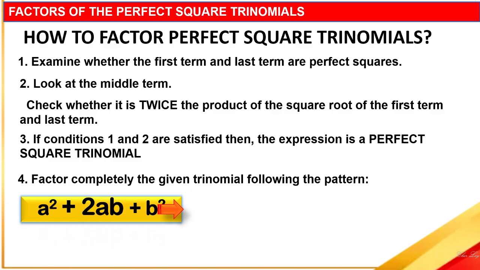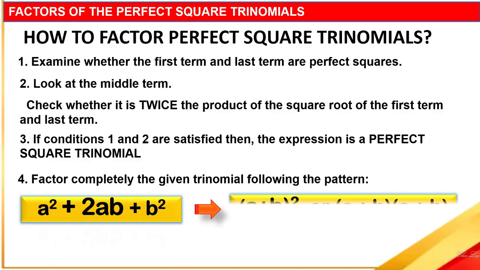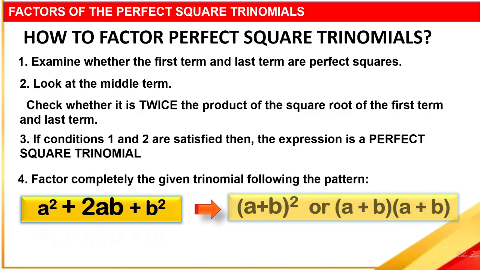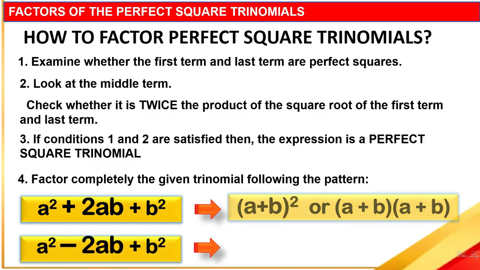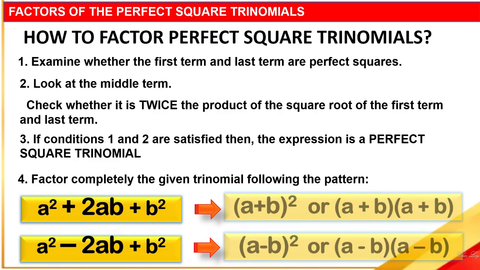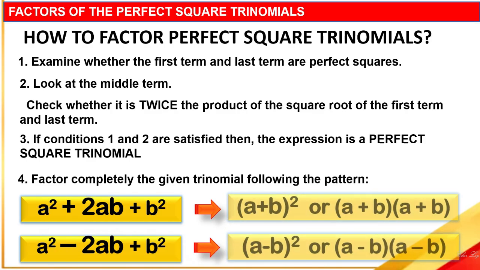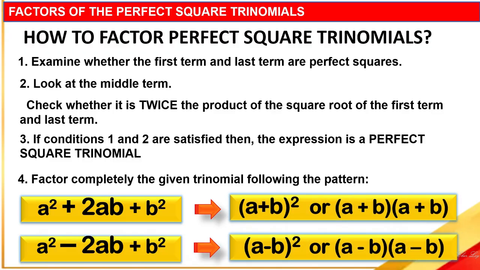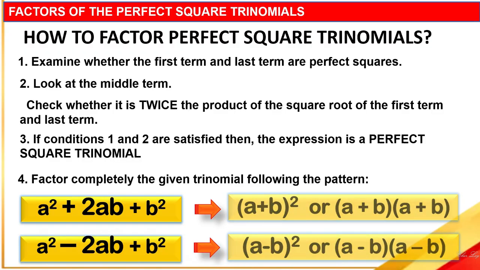If you have a squared plus 2ab plus b squared, then you can factor it as the quantity a plus b squared, or a plus b times a plus b. So if the middle term of the perfect square trinomial is positive, then the sign in between the binomial is also positive. And if you have a squared minus 2ab plus b squared, then you can factor it as the quantity a minus b squared, or a minus b times a minus b. So if the middle term is negative, then the sign in between the binomial is also negative.